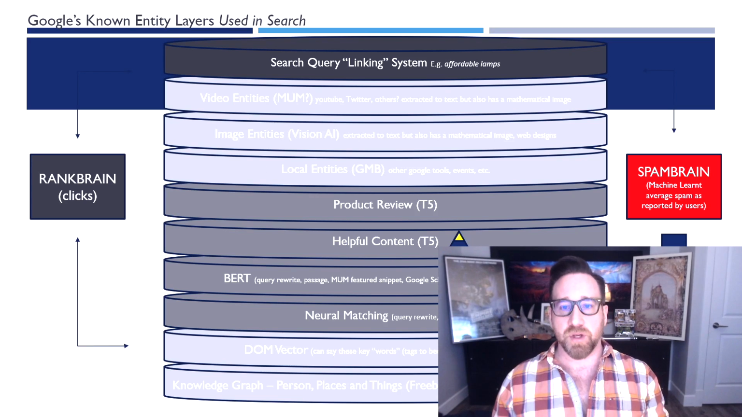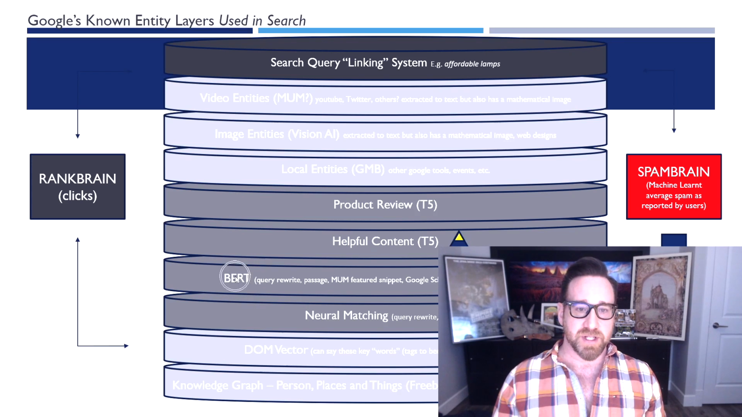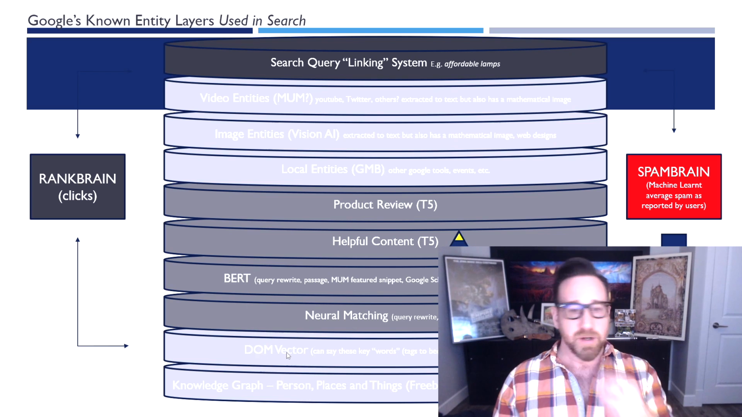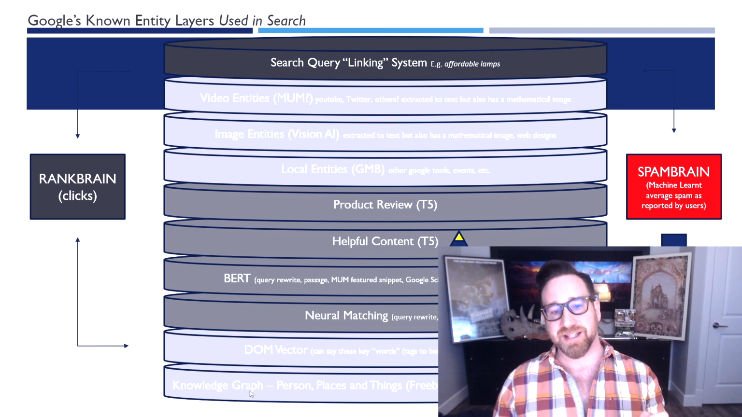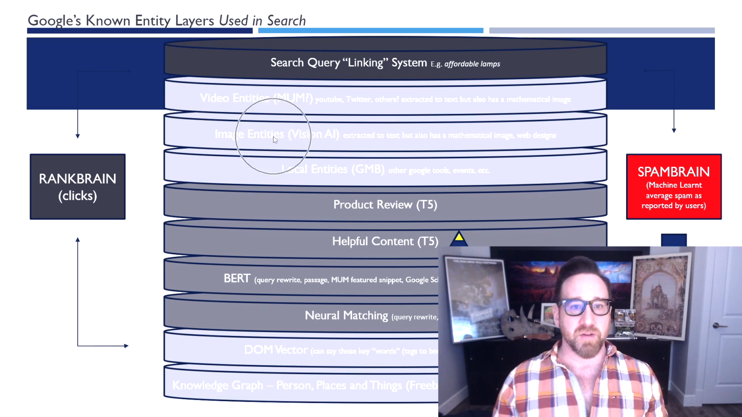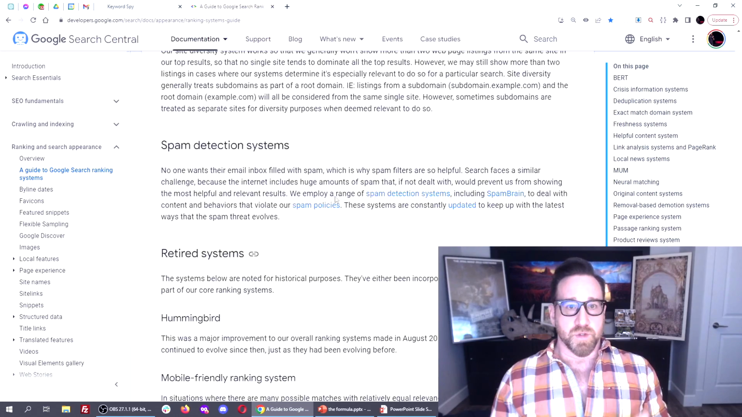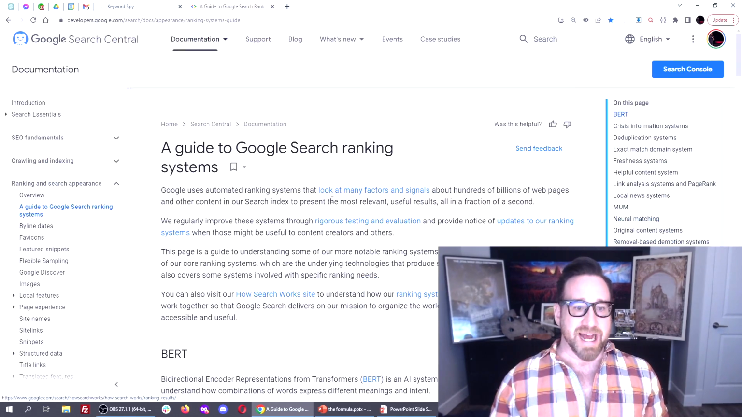So we help you with these systems: the BERT system, the neural matching system, helpful content, product review. We help you with something else called DOM vector, which is very important. We help you with the knowledge graph and finding the entities that Google is tracking. We test for all of this. We help find your local entities for your GMB. We help find your image entities using the Vision AI that Google uses. And we help with the search query linking system. So these are the AIs that Google is actually using.